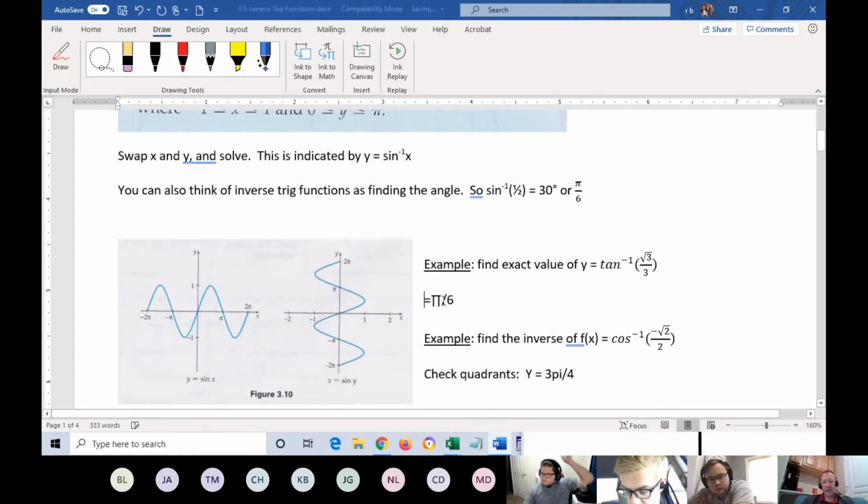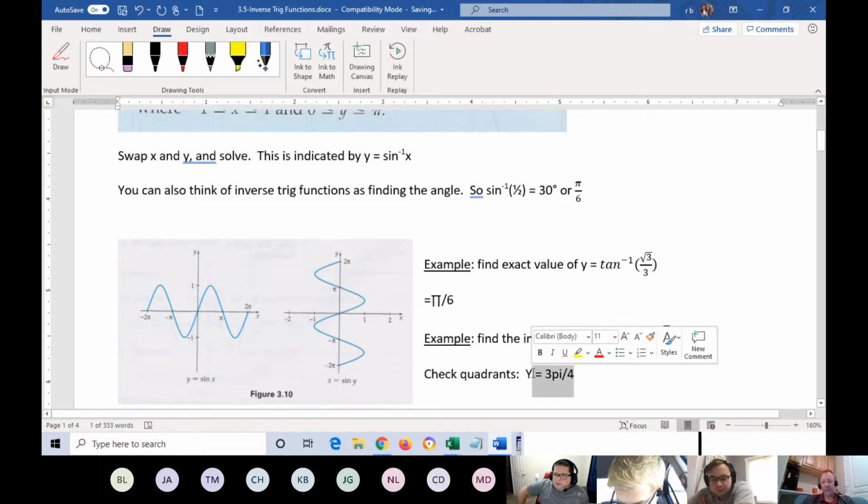You know that the tangent of pi/6 is square root of 3 over 3, so the inverse tangent of square root of 3 over 3 is pi/6. Okay. Same with the cosine. The inverse cosine of the negative square root of 2 over 2, you know that's going to be in quadrant 4. We know that the inverse cosine of square root of 2 over 2 is 45 degrees or pi/4. But now it's negative, so therefore it's going to be 3 pi/4. Okay.